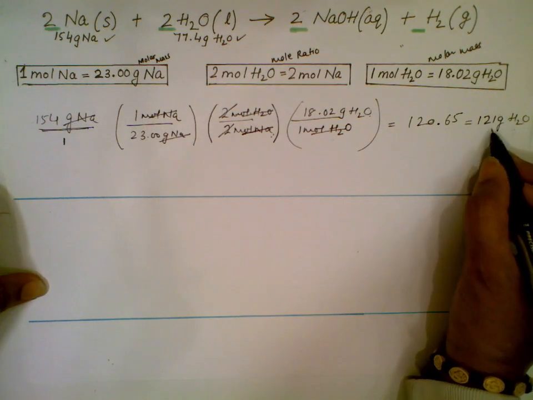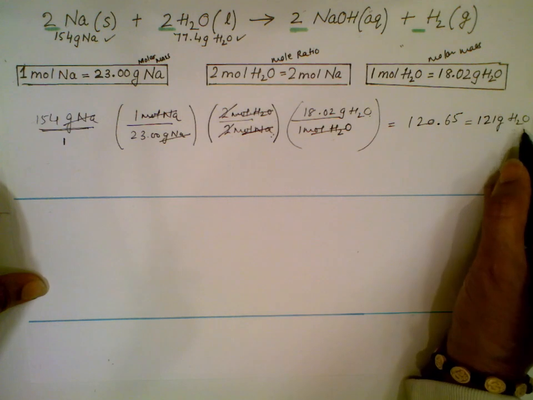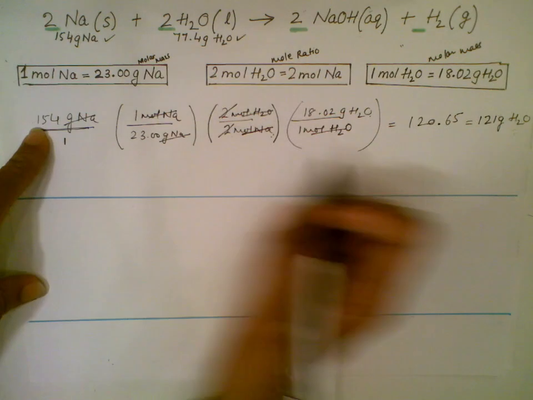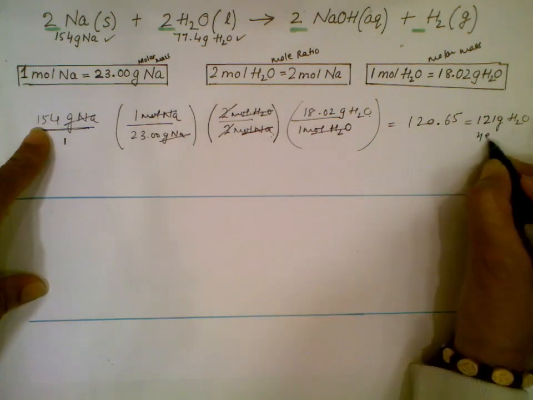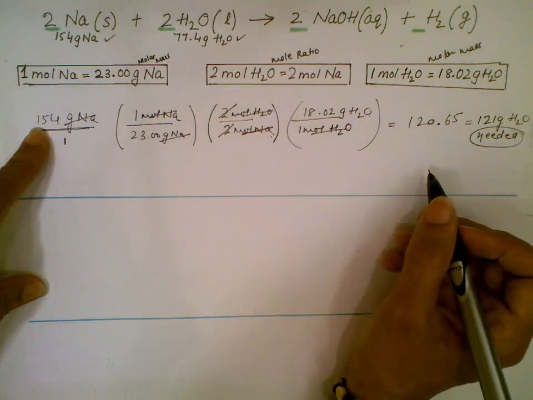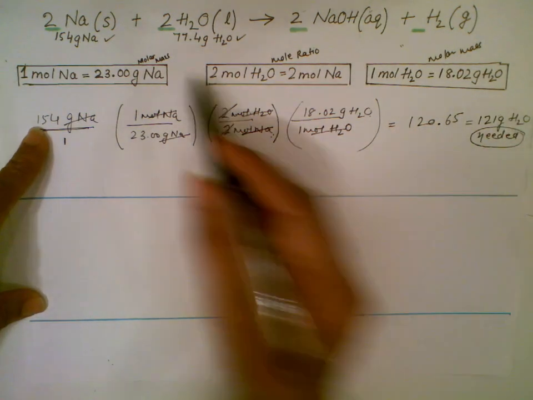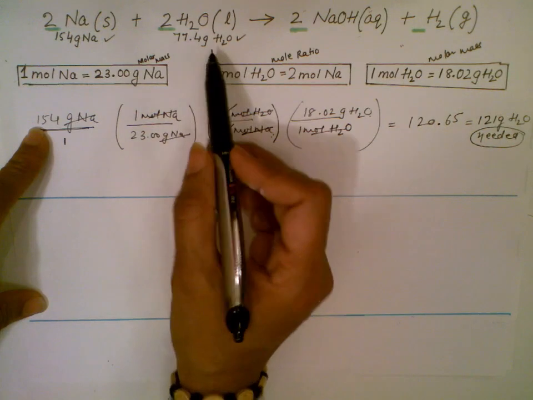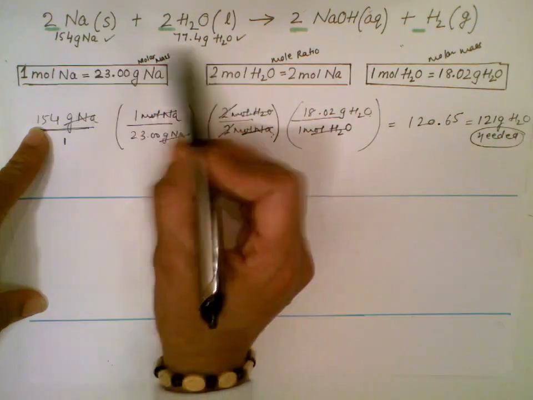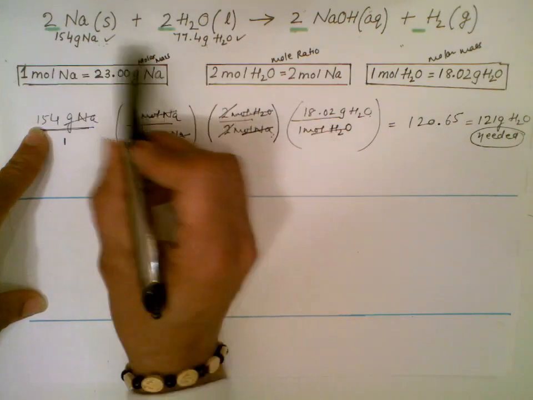So we needed 121 grams of water to react with 154 grams of sodium. So this is what is needed in the reaction. Now, how much is provided in the reaction for this chemical reaction? We are provided 77.4 grams. Remember these two masses, these are already given in the problem.